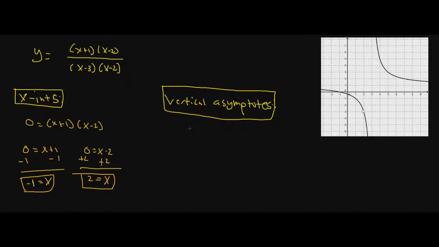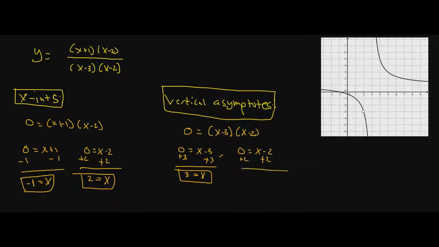Now let's find the vertical asymptotes. We do the same thing, but we set the denominator equal to 0. You can see that I'm doing that right here. We get 0 equals x minus 3 and 0 equals x minus 2. We add 3 to both sides and get x equals 3, and then we add 2 to both sides and get x equals 2. So according to what we just did, our x-intercepts are x equals negative 1 and x equals 2, but our vertical asymptotes are x equals 3 and x equals 2.